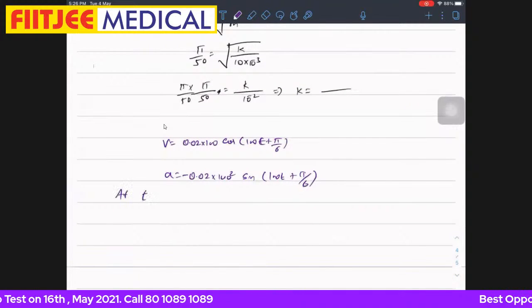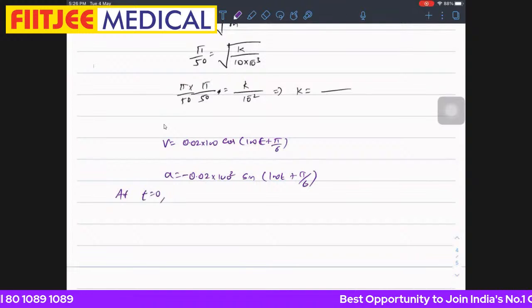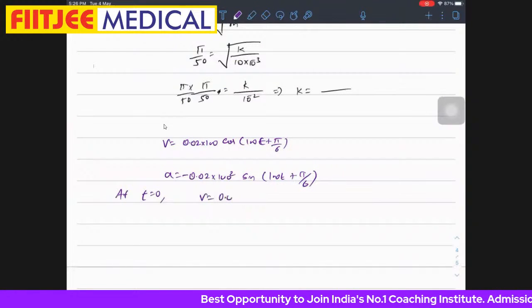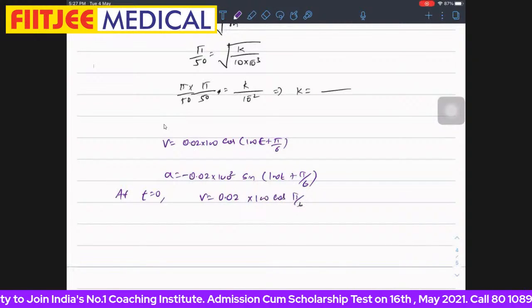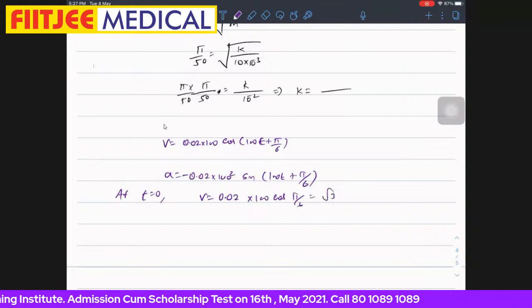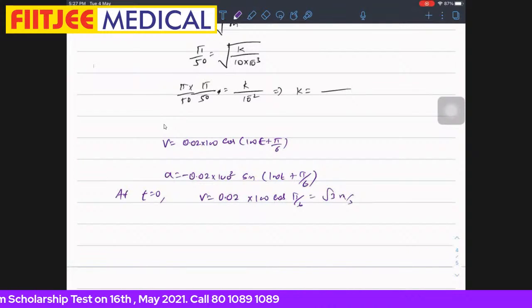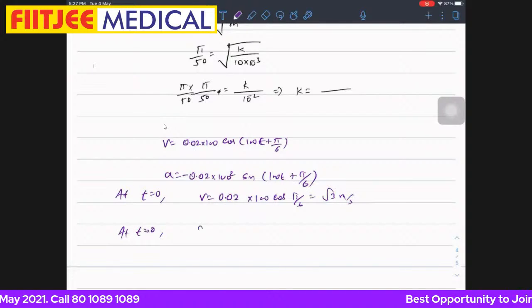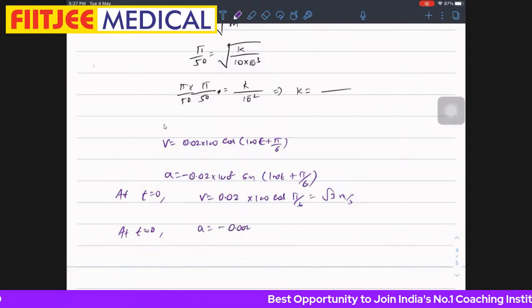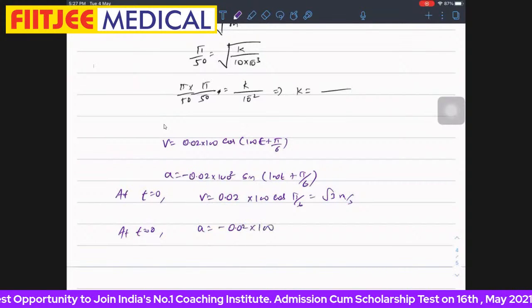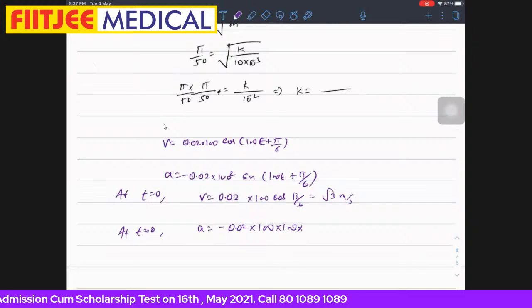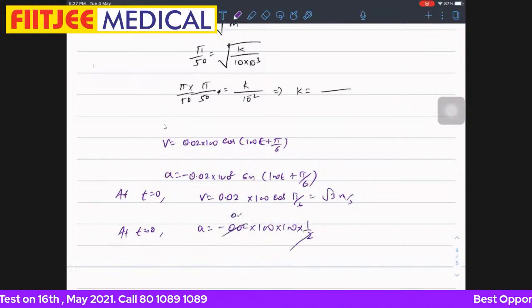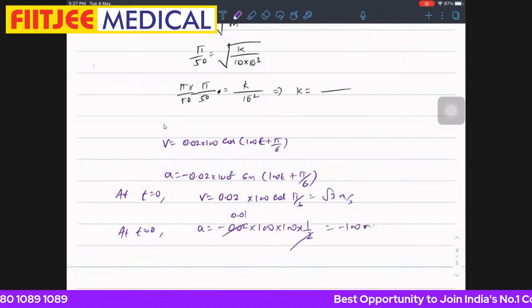So at t equals 0, what will the velocity become? Velocity I can write as 0.02 × 100 × cos(π/6). Cos(π/6) is √3/2. So this will come as √3 meter per second. At t equals 0, acceleration will be how much? Minus 0.02 × 100² (100 into 100) × sin(π/6). Sin(π/6) will become 1/2. So 0.01, and I can write this as minus 100 meter per second squared.